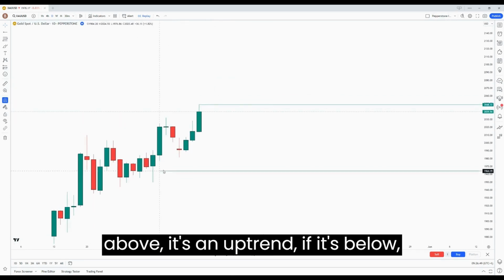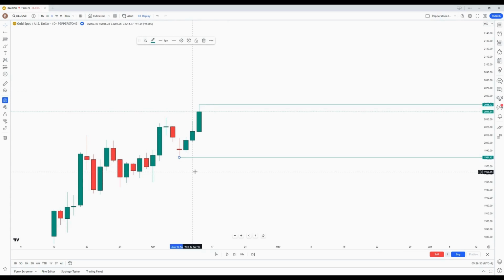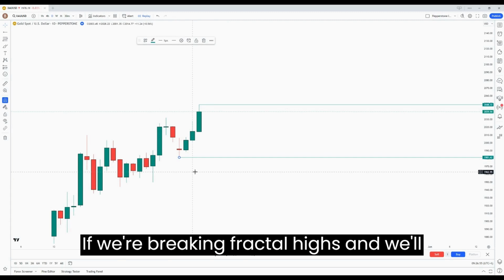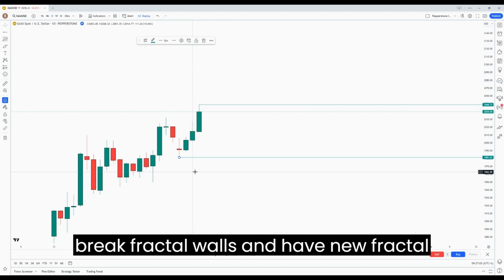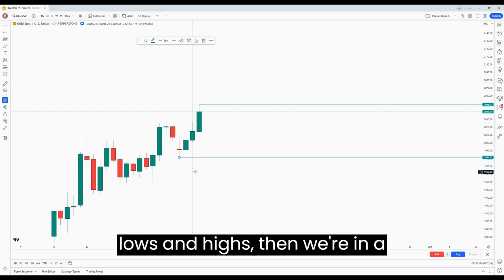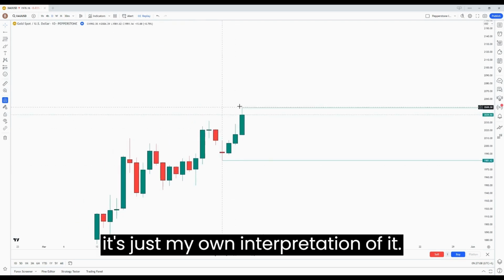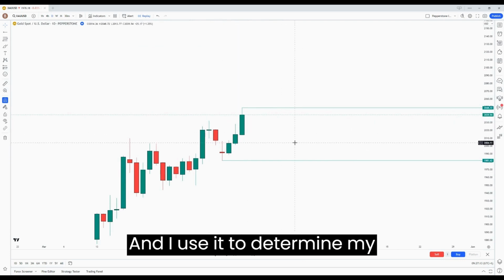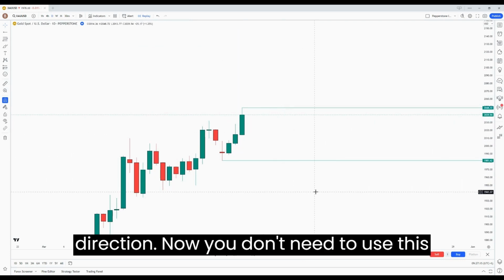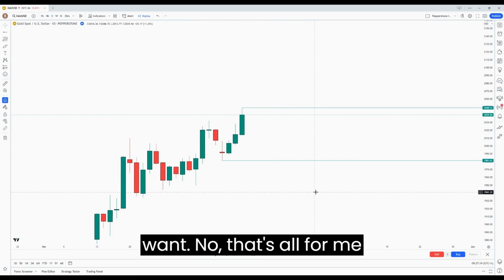If it's above, it's an uptrend. If it's below, it's in a downtrend. Fractals, if we're breaking fractal highs and we make new fractal highs and new fractal lows, then we're in an uptrend. If we break fractal lows and have new fractal lows and highs, then we're in a downtrend. This is very similar. It's just my own interpretation of it, and I use it to determine my direction. Now, you don't need to use this one. You can use whatever one you want.